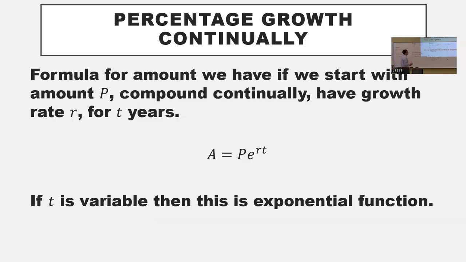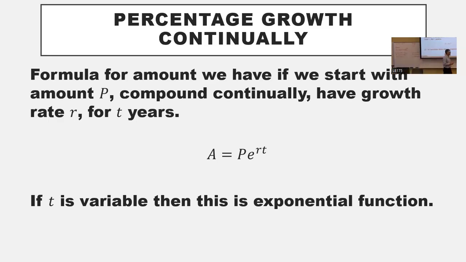Now, here's another scenario in which we have an exponential function. What if we say we have percentage growth, but instead of compounding m times per year, we're always compounding. So like we compound every second of the day. This is called compounding continually.